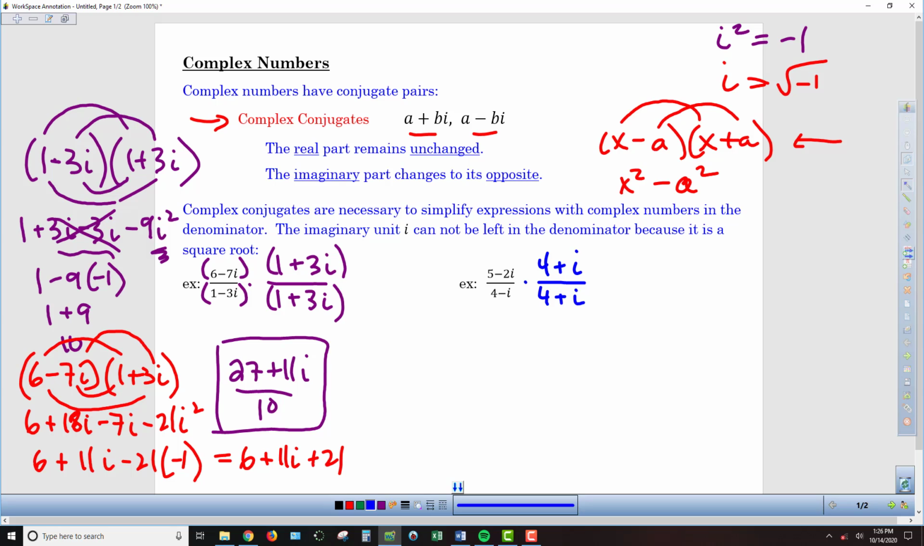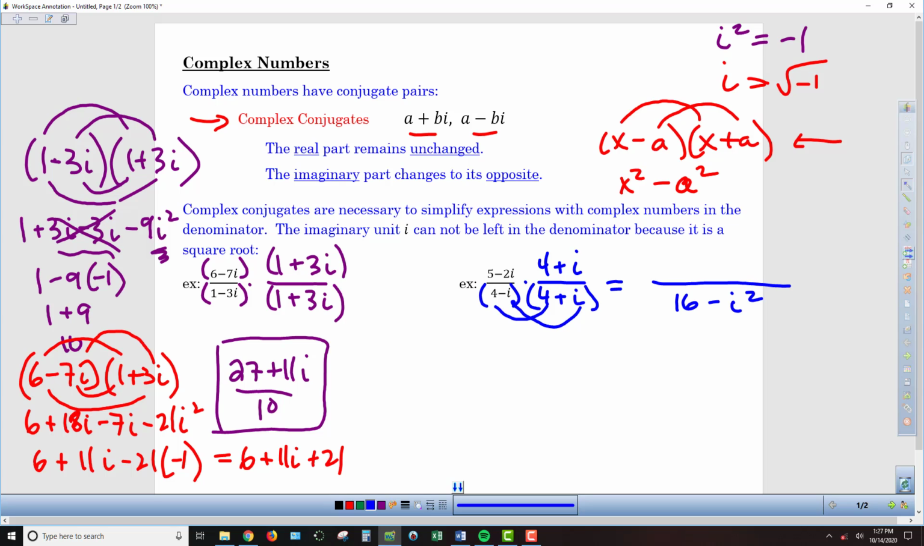So on the bottom, we're going to FOIL this out. So I'm going to get 4 times 4 is 16. And then I know those outer and inner terms are going to cancel each other out. So I'm just going to skip them. So I've multiplied the firsts, and then I'm just going to multiply the lasts. Negative i times positive i gives me negative i squared.